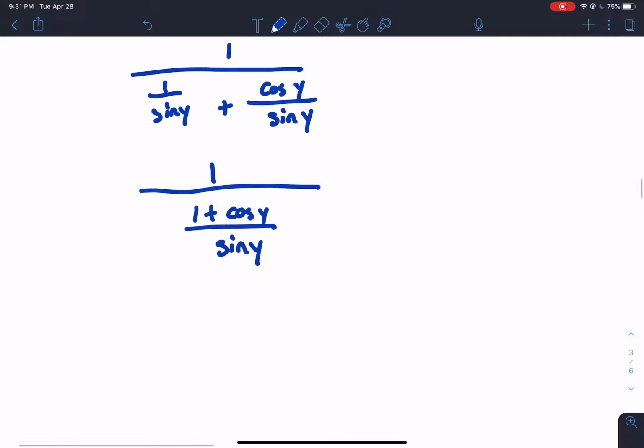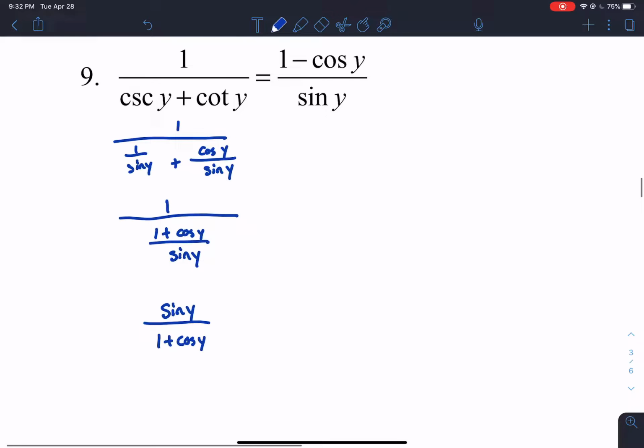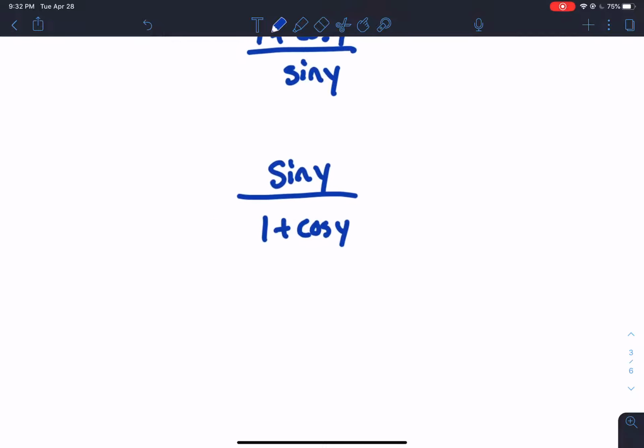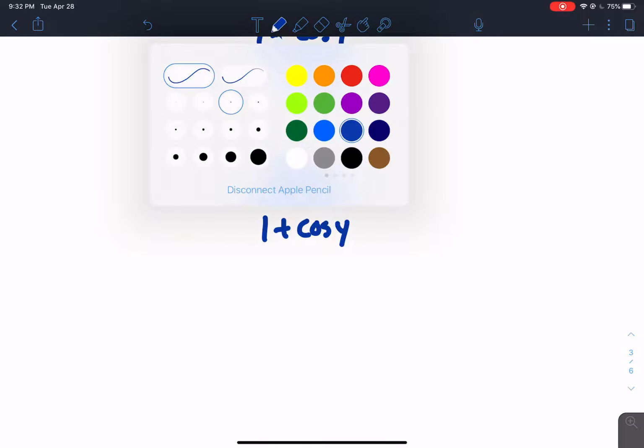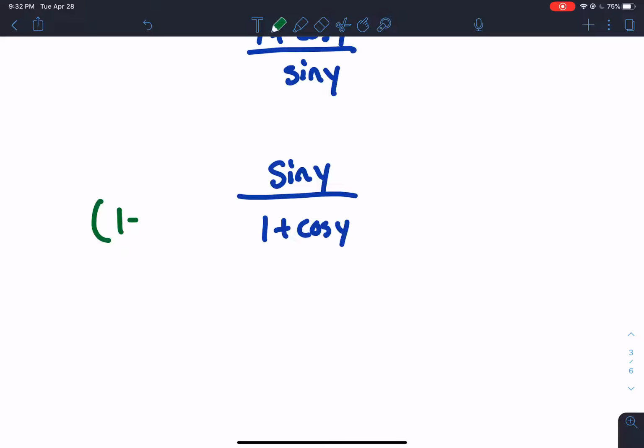So if you do 1 divided by that fraction, you really have the reciprocal. Now you're pretty close to what you need on the other side. Now this factor here, 1 plus cosine in the denominator, that's half of a conjugate pair, so you can multiply the top and the bottom by its opposite.